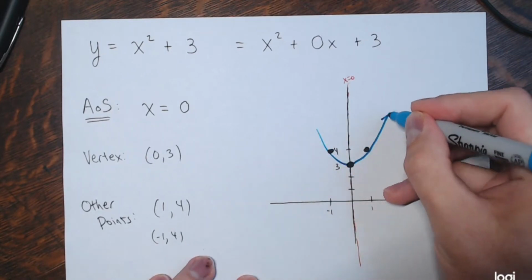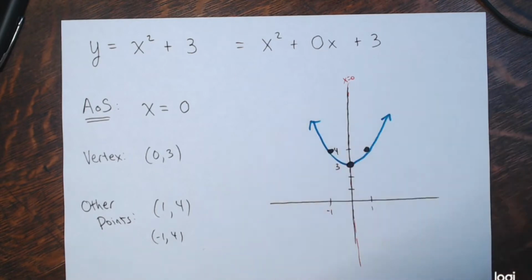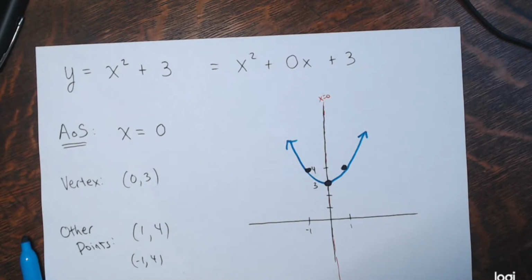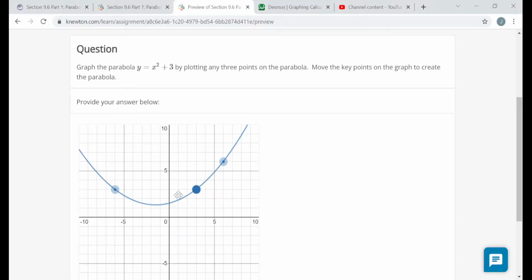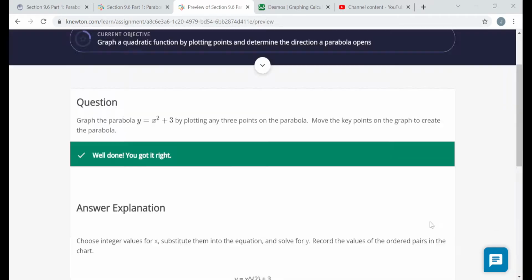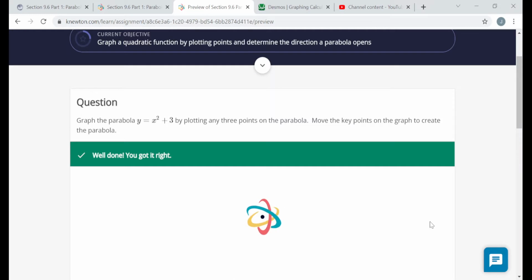The graph should look like something like this. Again, it's a hand drawing, but going back to the assignment, I'm just going to plot these 3 points. Just move my points here. One of them is at 0, 3, and then one of them at 1, 4, and the other one at -1, 4. There, and there's the parabola that was opening up like I had in my hand drawing. Great. So yeah, real simple these.